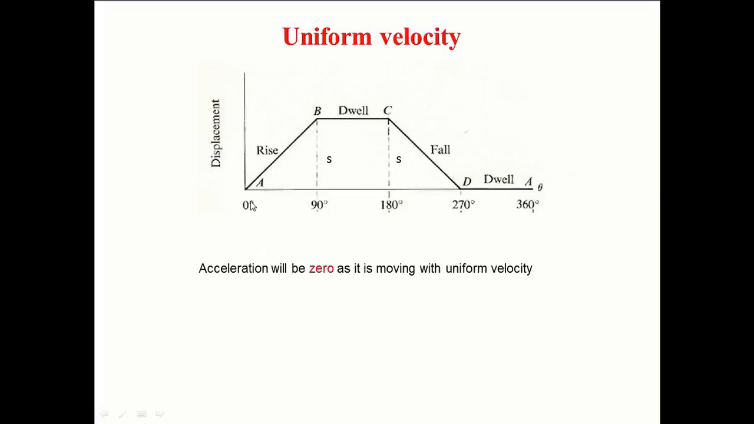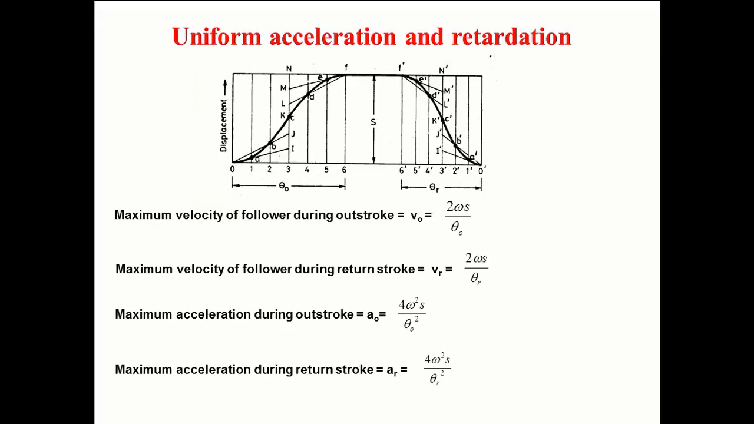When the follower is moving with uniform velocity, the displacement curve of the follower will be somewhat like this. It will be a straight line. This is the displacement diagram of a follower. Okay, the displacement curve will be a straight line if it is rising with uniform velocity. As the follower is moving with uniform velocity, the acceleration will be 0 in that case.